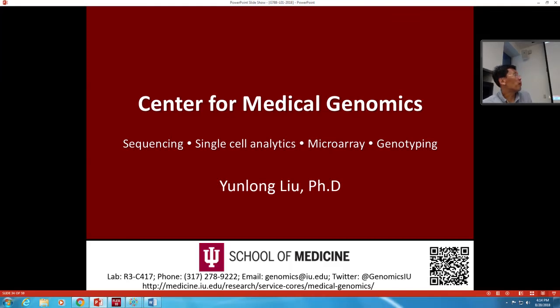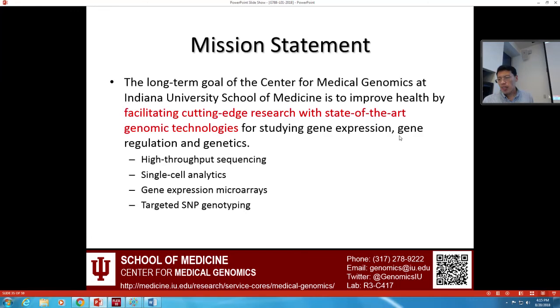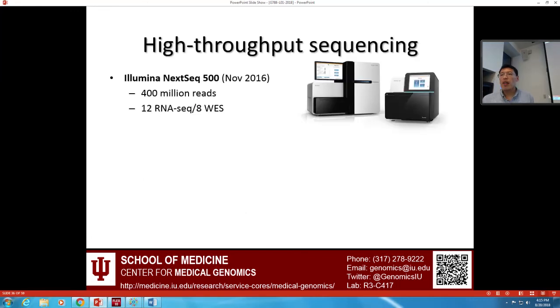So in the next couple of minutes, I want to introduce our campus capacity to do genomic sequencing. And that is through the Center for Medical Genomics. There are a couple of different types of service that we offer, including sequencing, single cell analytics, microarray, and genotyping technologies. This is a statement. So the machines we have: we have six next generation sequencing technologies or machines.